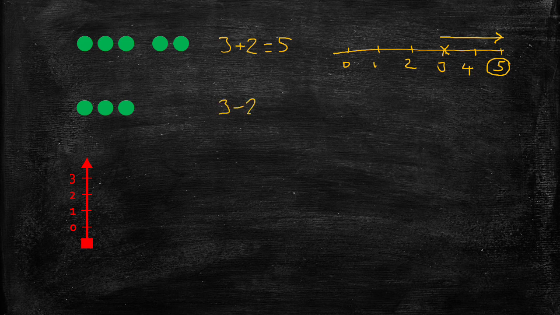Moving on to subtraction, let's do 3 minus 2. Again, we'll use 3 apples to start with, but this time I'm going to imagine that I eat 2 of the apples. How many apples do I have left? So I have 1 apple left.